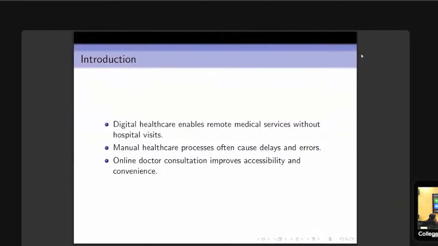So I'm presenting the details and the future scope. Healthcare systems today face challenges such as long waiting times, manual processes, and limited access to medical professionals. In many cases, patients need to visit hospitals physically, even for minor health issues, which increases delays and workload. Digital healthcare platforms help overcome these challenges by enabling online doctor consultation and remote access to healthcare services.